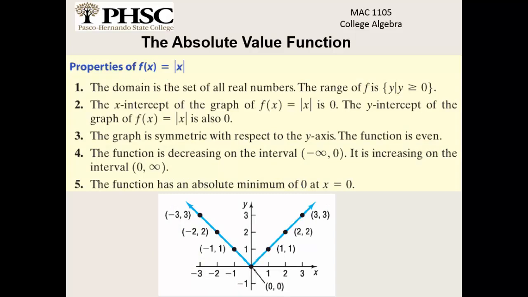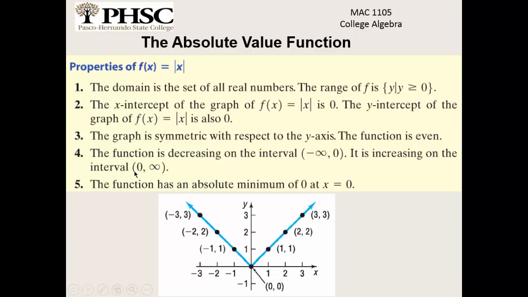So several other things. The domain is the set of all real numbers, and the range of f is as long as y is greater than or equal to 0. And you can see that by the graph because the lowest value is 0. The x and y intercepts are both 0.